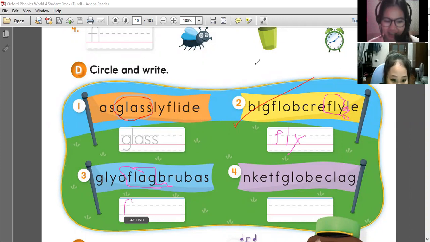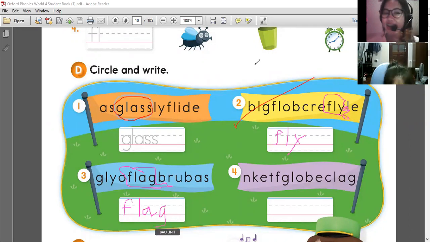Yes. Okay, good. So you write the word flag. Okay, that's right. Keep going. All right. And letter. Wow, excellent. Now can we do number four? The last number. What is the word? Yes, let's find out. What's the word there? The word is?